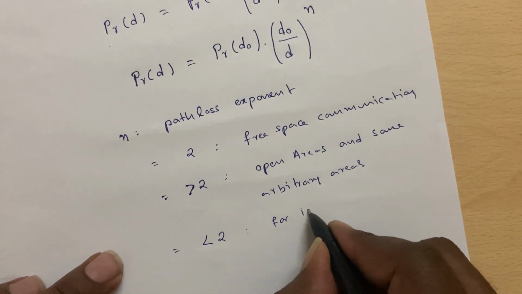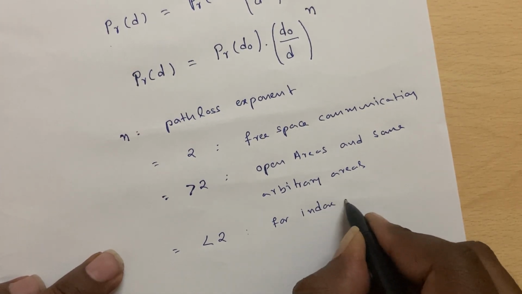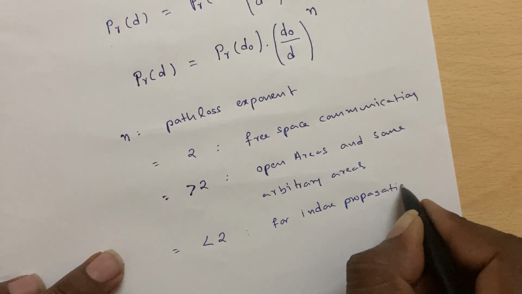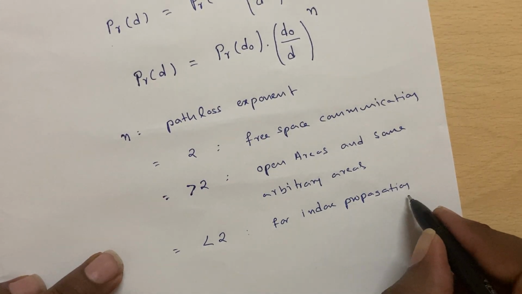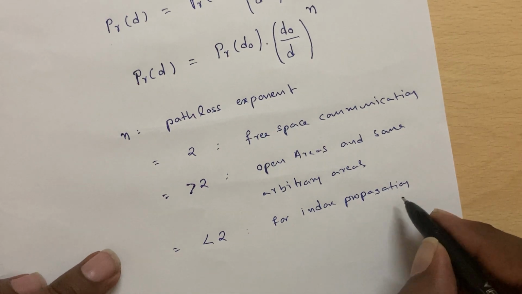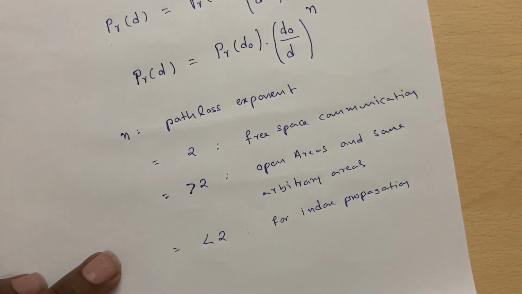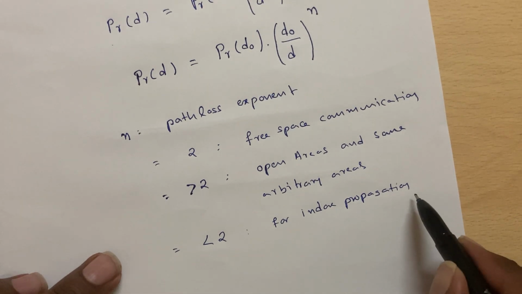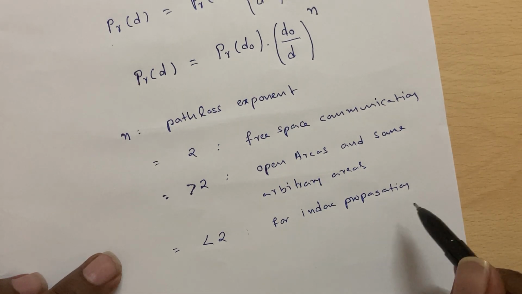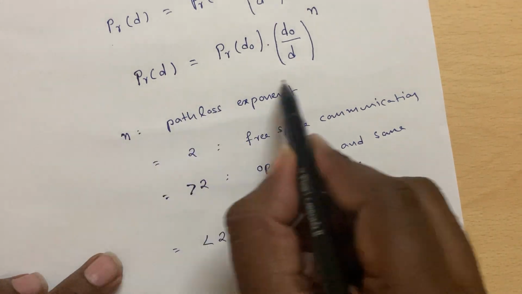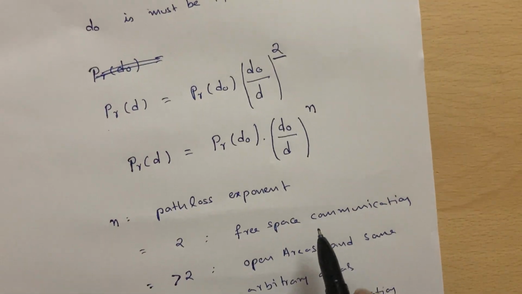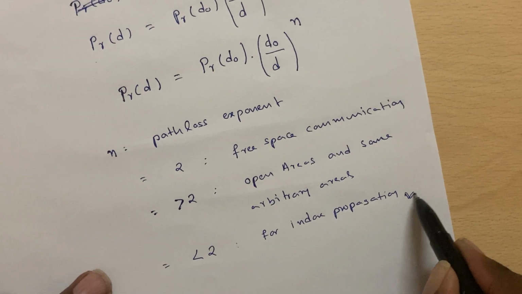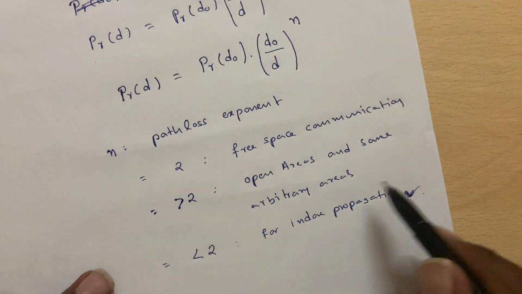So indoor propagation means, for example, the Wi-Fi access point is here within the room, and the user is also within a room. Then they will experience the same equation, but the path loss exponent is less than 2. Why it is like this, we will discuss it later. But it will go like this.